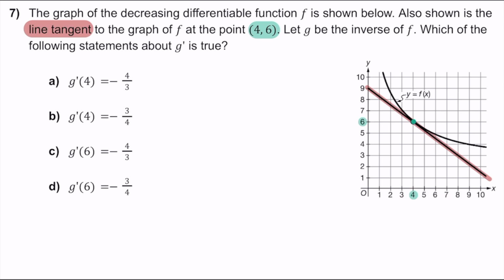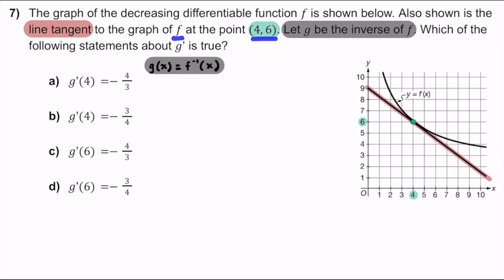It might be helpful to write it in function notation, where g of x is equal to f inverse of x. Another important thing is that if this point (4, 6) is on the graph of f, we can also write this in function notation and say f of 4 is equal to 6. This is another way of writing it, but in function notation.